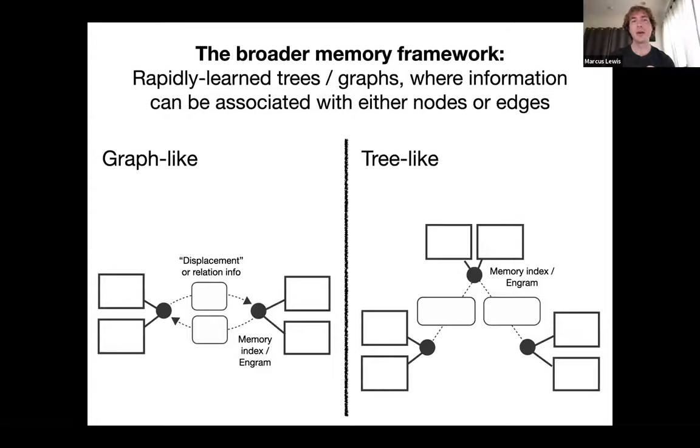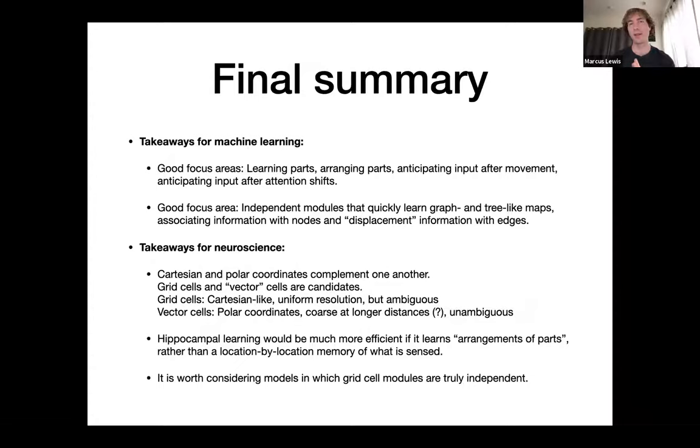So this brings me finally to my summary. To organize this for the machine learning audience and the neuroscience audience, some machine learning takeaways: based on at least how we've interpreted the system, it seems that some good focus areas for machine learning are learning parts and arranging parts into wholes, anticipating input after movement, which grid cells are kind of evidence of, and anticipating input after attention shifts.